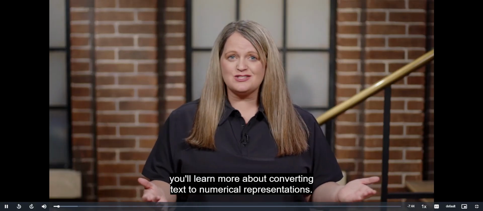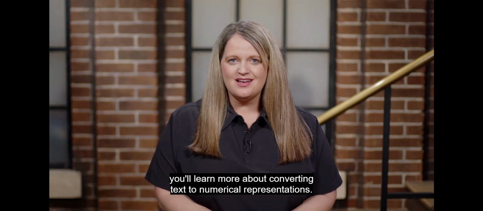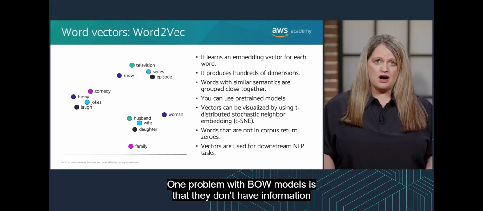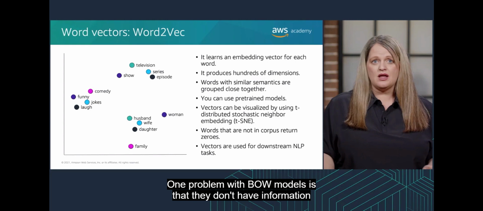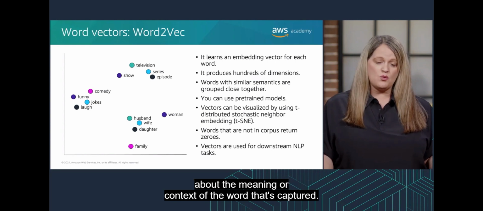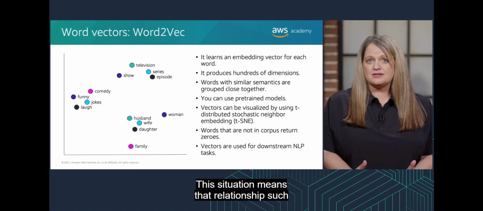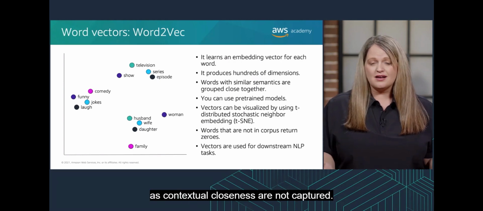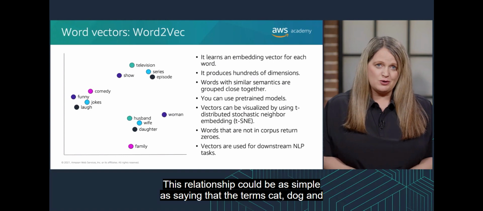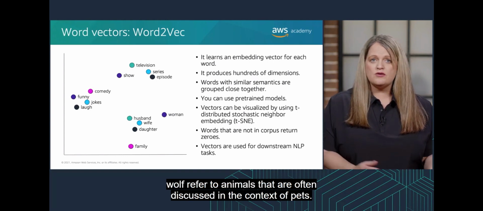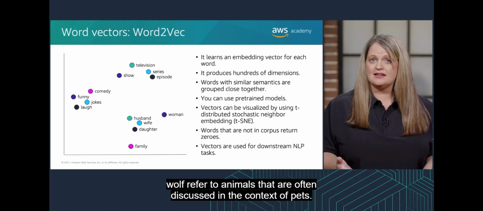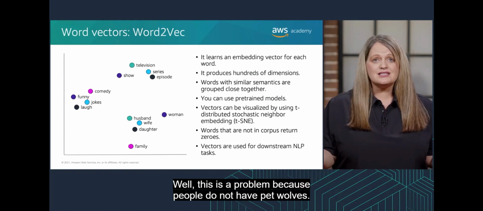Welcome back. In this video, you'll learn more about converting text to numerical representations. One problem with BOW models is that they don't have information about the meaning or context of the word that's captured. This situation means that relationships, such as contextual closeness, are not captured. This relationship could be as simple as saying that the terms cat, dog, and wolf refer to animals that are often discussed in the context of pets. Well, this is a problem because people do not have pet wolves.